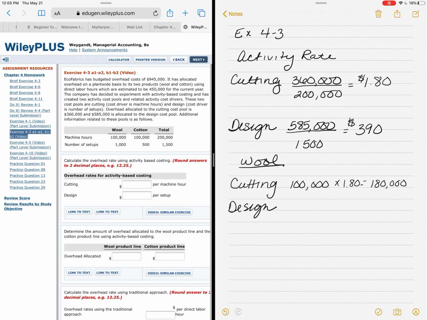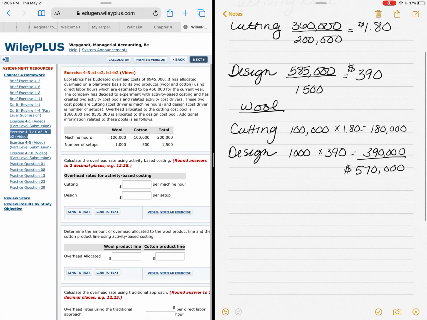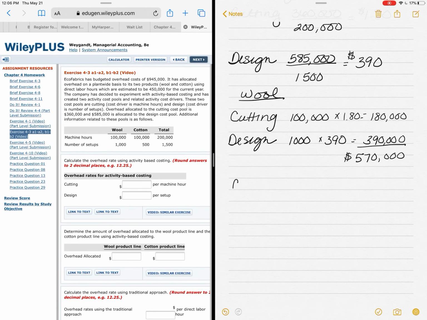Under the design area, you can see that the wool product accounts for 1,000 of those setups. We multiply that by the design activity rate, and that should equal 390,000. Therefore, in total, what should be applied to the wool for overhead is 570,000. Now let's look at the cotton piece.